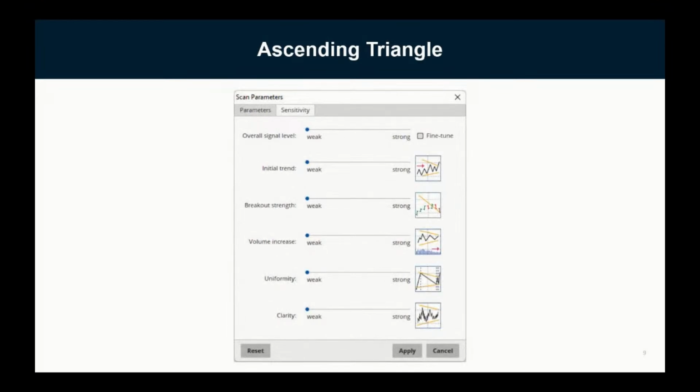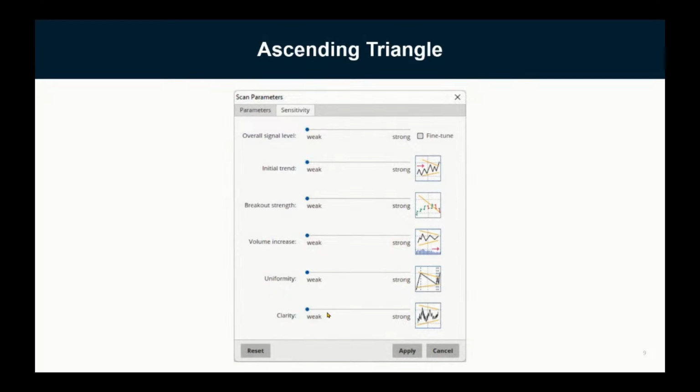You can then move over to the sensitivity tab, where you can drag these sliders to specify the initial trend, which, again, as it sounds, will define the strength of the preceding trend, the breakout strength, volume increase, the uniformity, and the clarity. So these are options in each of these scanning fields. For most of what I do, I leave them all on the weak side.